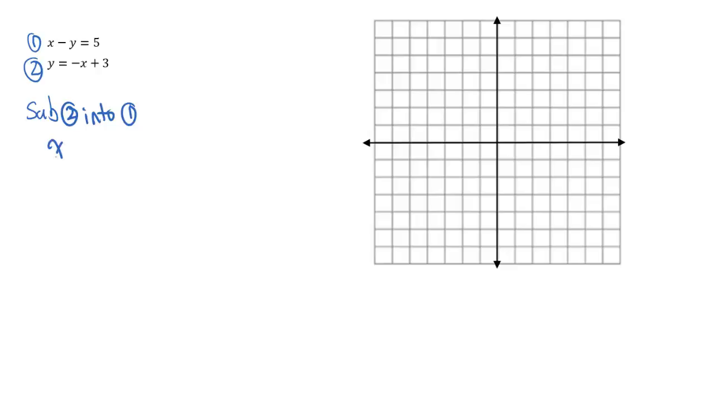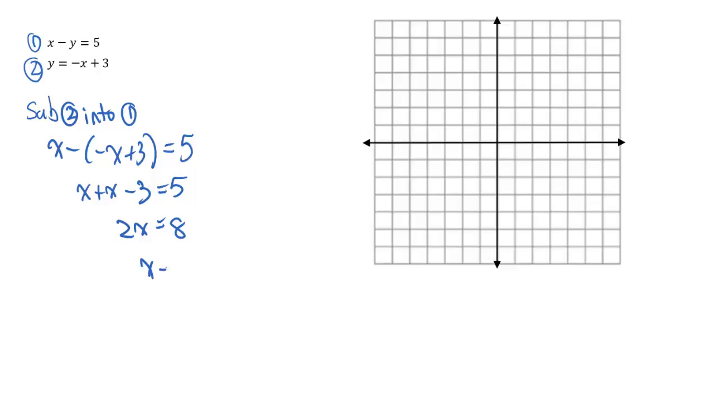This gives me x minus negative x plus 3 equals 5. Let's be very careful with this algebra. We now get x plus x minus 3 equals 5. So we have 2x equals 8. So x must equal 4.